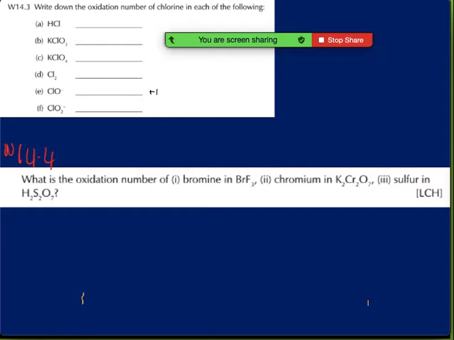Okay, so having a look at HCl, chlorine will be -1, hydrogen +1. In KClO3, oxygen is -2, you have 3 of them, -6, makes the left hand side +6. Potassium, because it's group 1, is +1, which makes chlorine +5. In KClO4, oxygen -2, 4 of them -8, makes the left side +8. Potassium +1 makes the chlorine +7.